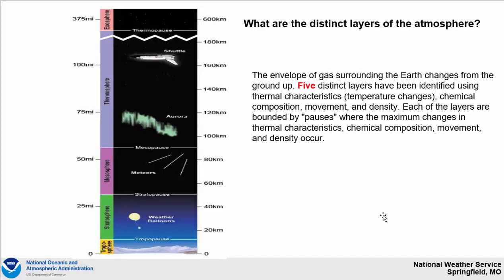So what are the distinct layers of the atmosphere? The envelope of gas around the Earth changes from the ground up. There are 5 distinct layers. They have been identified using thermal characteristics, chemical composition, movement, and density, and each of these layers is bounded by pauses, where the maximum changes in thermal characteristics, chemical composition, movement, and density occur.